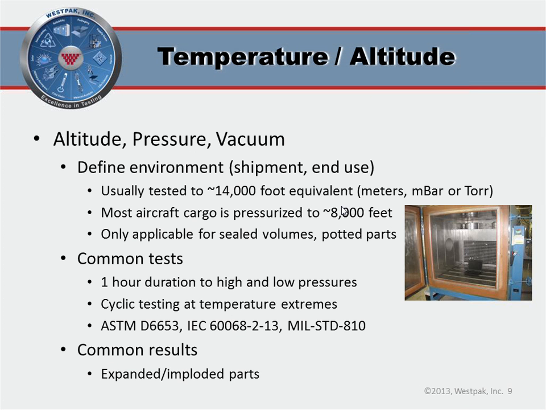The next test input is altitude. Like humidity, this is commonly done in chambers that can also control temperature. So first off, we need to define our environment. Things are usually tested to 14,000 feet, which represents a high physical shipment elevation. In the United States, for example, Highway 50 in Colorado reaches 11,500 feet.